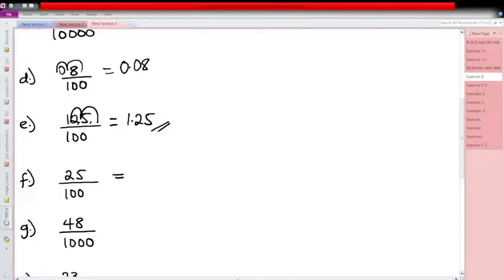This E is said to be 0.25. When you move the decimal point twice, it gives you 0.25. And this is said to be of 1,000. So this is going to be 0.048.